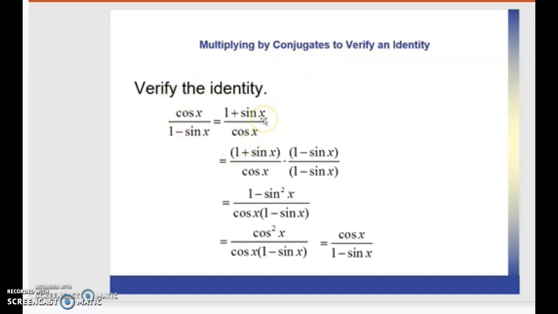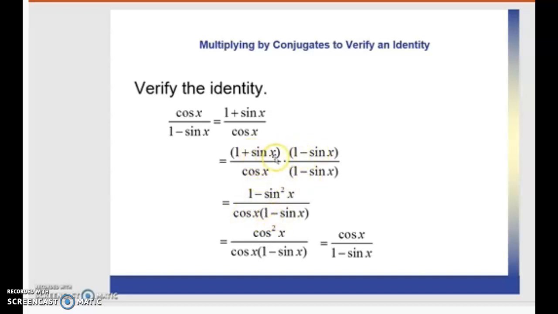So here's the identity we need to verify. In our denominator, we have a difference, 1 minus sine x. Of course, the conjugate is always identical, but with the opposite sign. With this problem, we're actually multiplying by the conjugate of the numerator. So we have 1 plus sine x. We are multiplying it by 1 minus sine x. Of course, you see the multiplication symbolized in the denominator by writing things side by side.